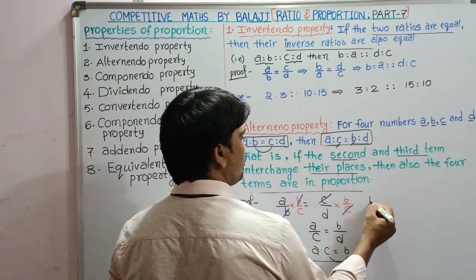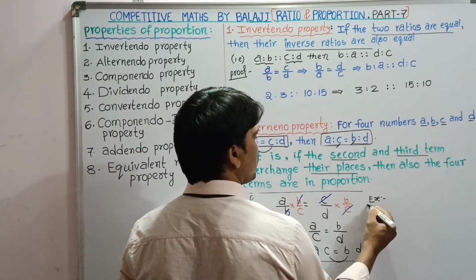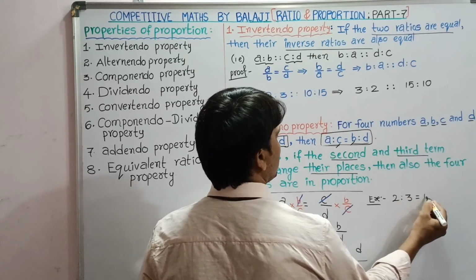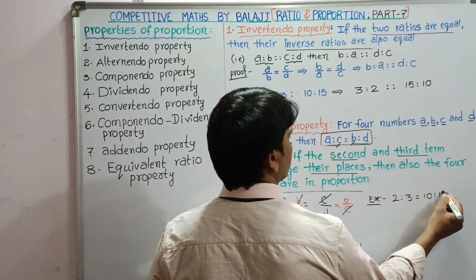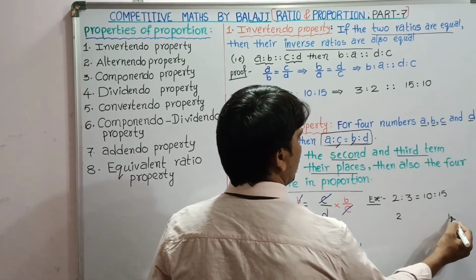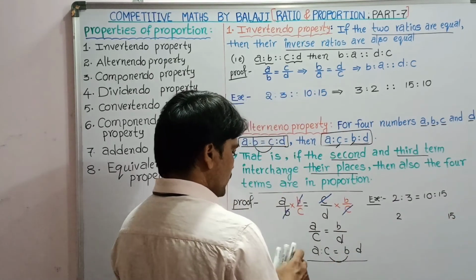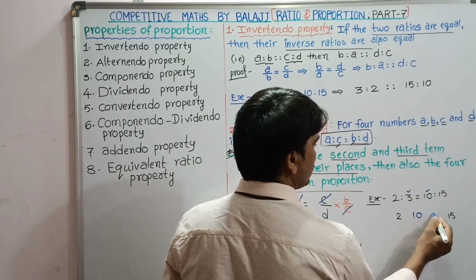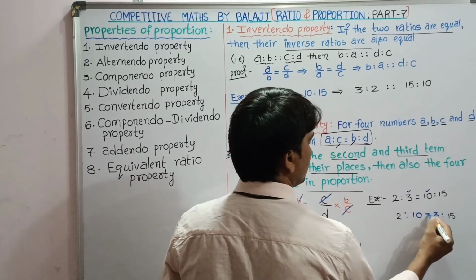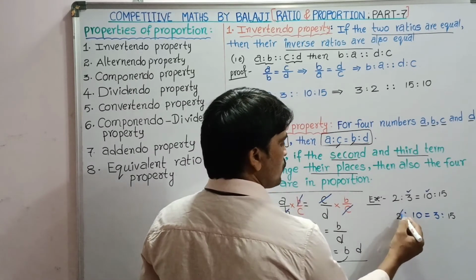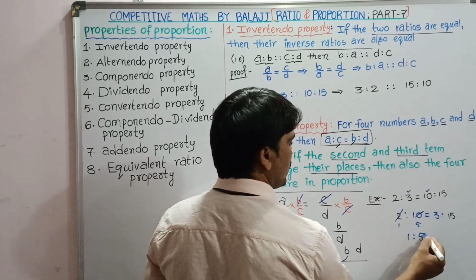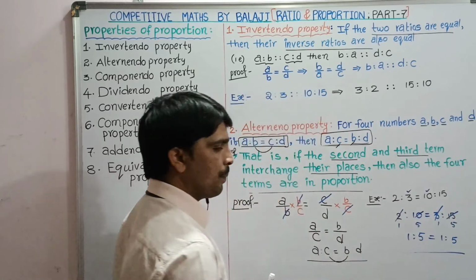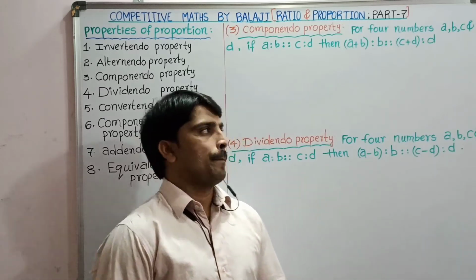Let us see one example. Consider the same example: 2 is to 3 is equal to 10 is to 15. Extremes are the same. Just interchange the places of B and C, the second and third terms of the ratio. That is, 2 is to 10 is also equal to 3 is to 15. In the LHS, 2 ones are 2, 5 twos are 10, so this is 1 is to 5. And 3 ones are 3, 5 threes are 15, RHS also 1 is to 5. Both are equal.